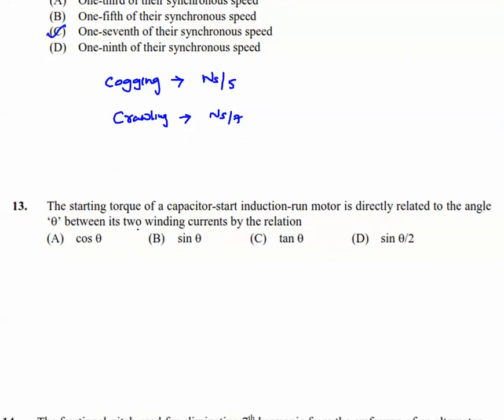And the next question, it's a very simple question. The starting torque of a capacitor start induction motor is directly related to the angle theta between its winding currents by the relationship: T is proportional to phi 1 phi 2 into sine theta, where theta is the angle between these fluxes phi 1 and phi 2 here, and the answer is B here.